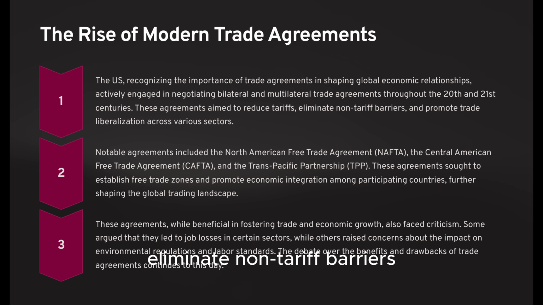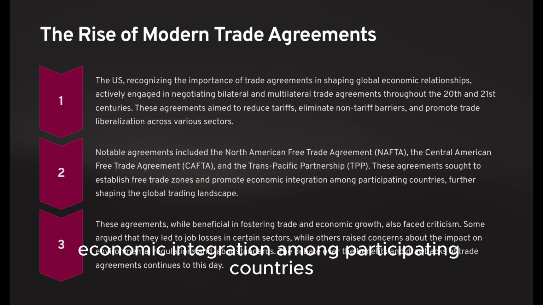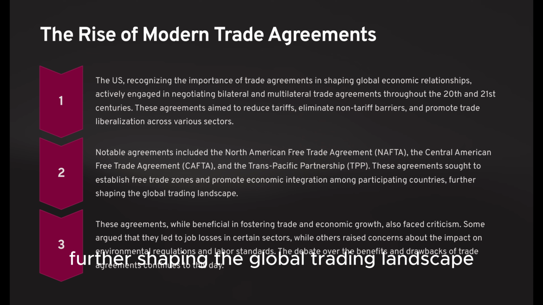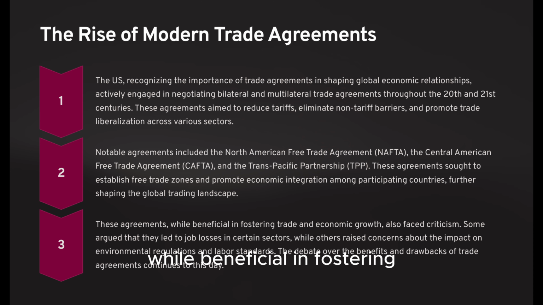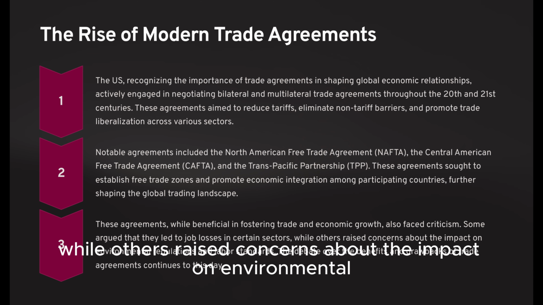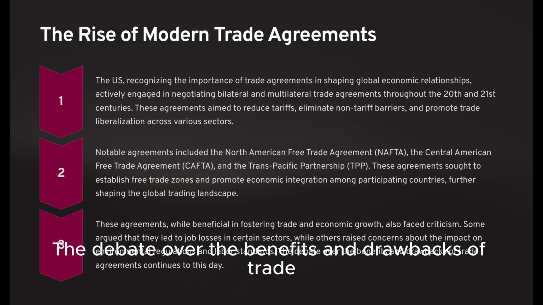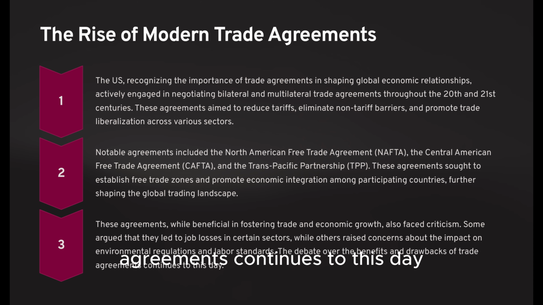These agreements sought to establish free trade zones and promote economic integration among participating countries, further shaping the global trading landscape. These agreements, while beneficial in fostering trade and economic growth, also faced criticism. Some argued that they led to job losses in certain sectors, while others raised concerns about the impact on environmental regulations and labor standards. The debate over the benefits and drawbacks of trade agreements continues to this day.